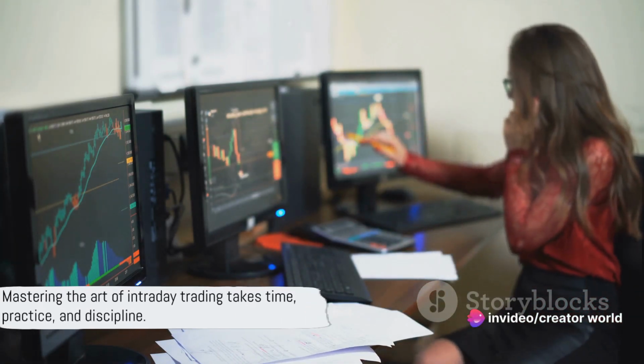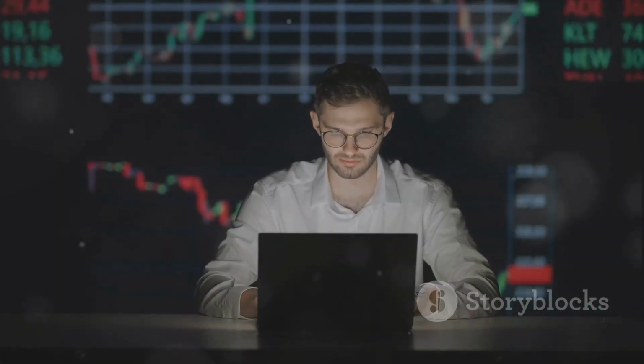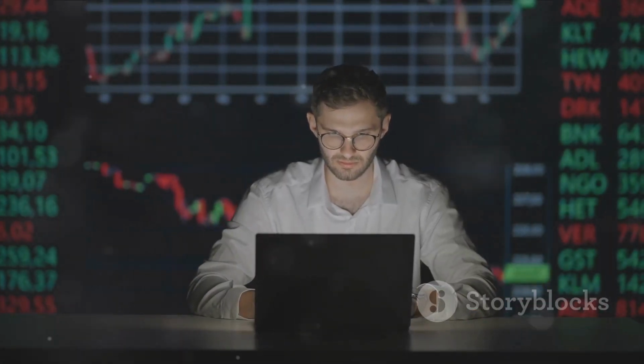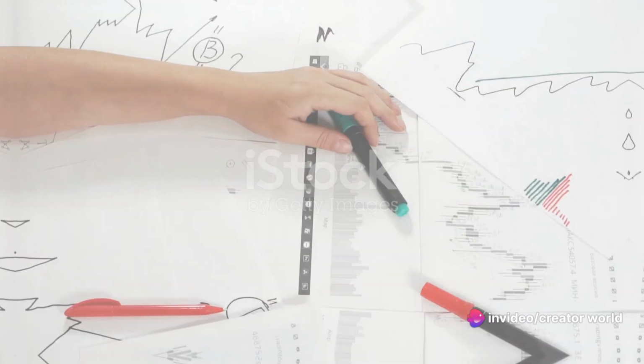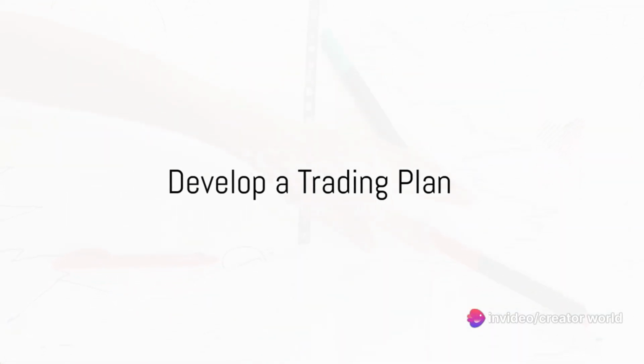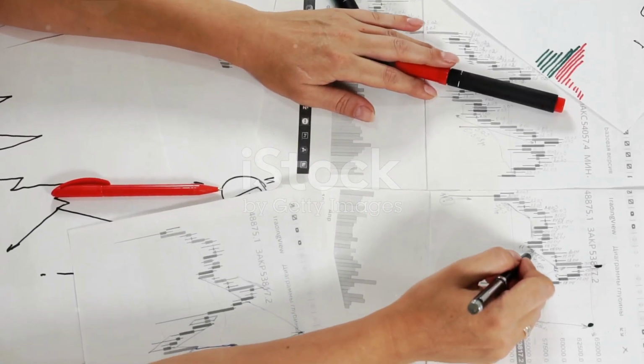Remember, mastering the art of intraday trading takes time, practice, and discipline. By following these 10 steps and staying committed to your trading journey, you can increase your chances of becoming a successful intraday trader. Secondly, define your trading objectives, establish your risk tolerance, and determine your preferred trading style.